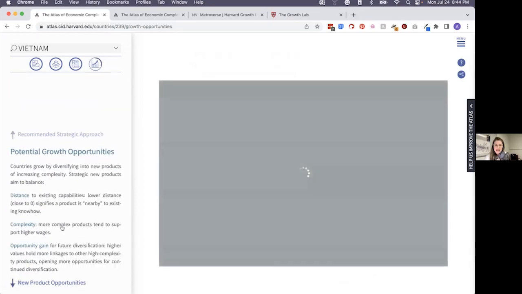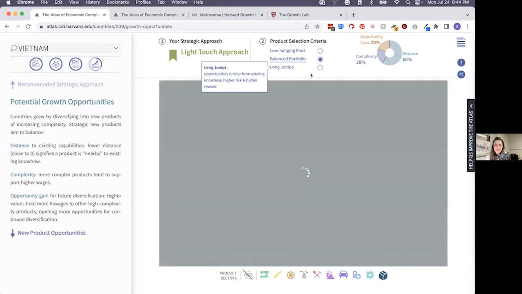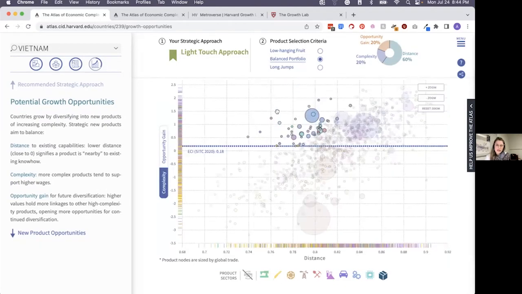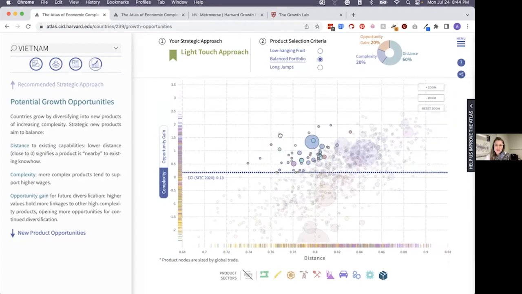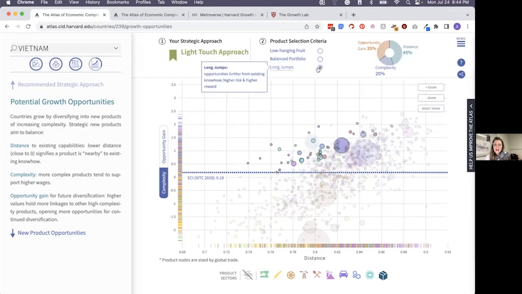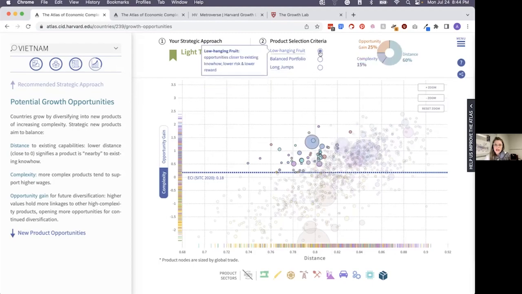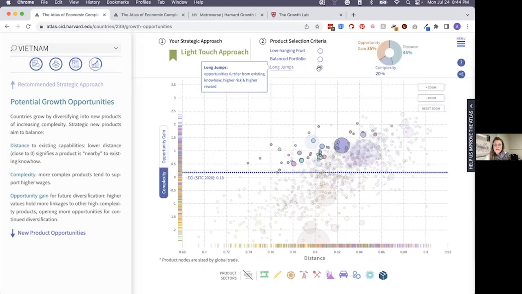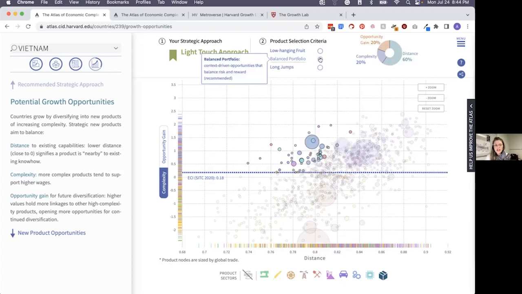Okay. And then we take this and we say, sort of like the feasibility scatter plot I showed you in the Explore section, we build that here, but with a little bit more functionality to say that as a policymaker, you might decide in my light touch approach to policymaking, I might take long jumps. I might be feeling a little risky or not so much. Okay. And this sort of serves up a set of products that depend on different product selection criteria.